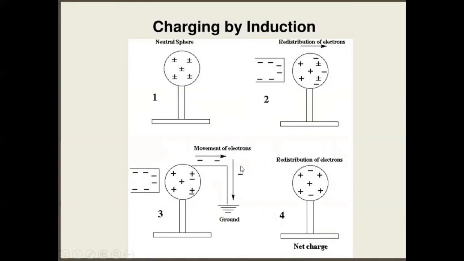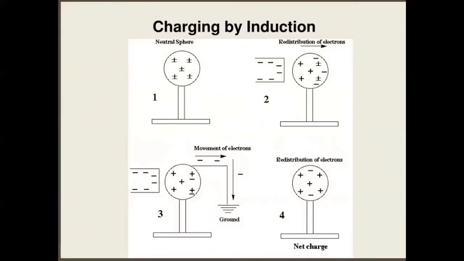Now, in the third diagram, we are creating a pathway for the electrons to move to the ground. Why do we do this and what does this mean? This experiment right here shows that we are earthing the charges. This is termed as earthing, which simply means that we are having a connection with the ground or the earth. Earth is the biggest conductor.